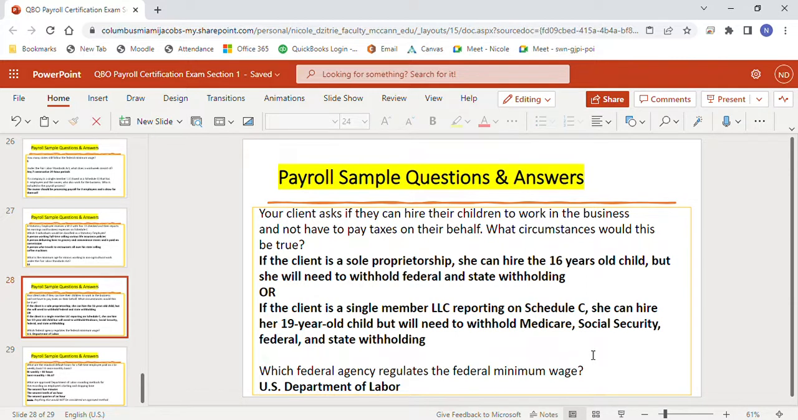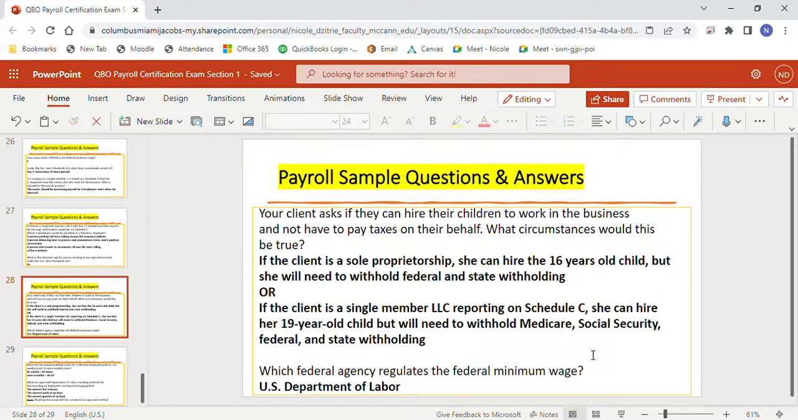Well, I gave 2 examples. 1, if the client has a sole proprietorship and they hire their 16-year-old child, they still will withhold federal and state withholding, because remember, it doesn't matter the age, they still have to pay their federal and state withholding. Or if the client has a single member LLC reporting on a Schedule C, they can hire their 19-year-old child, but they need to withhold Medicare, Social Security, federal, and state withholding. Because remember, once they turn 18, they have to then be charged Medicare and Social Security, but not FUTA. FUTA doesn't get charged until 21.